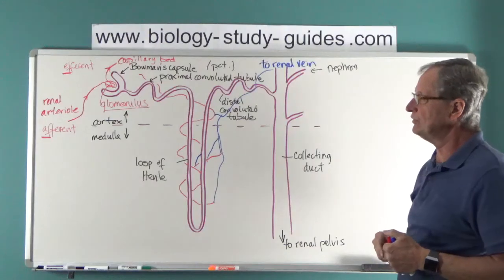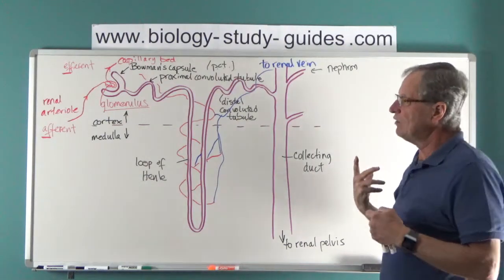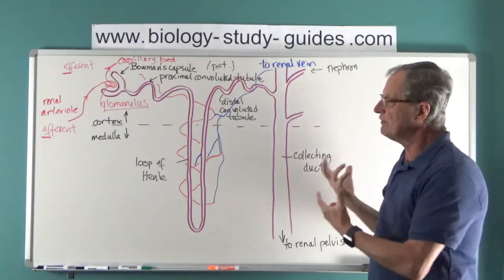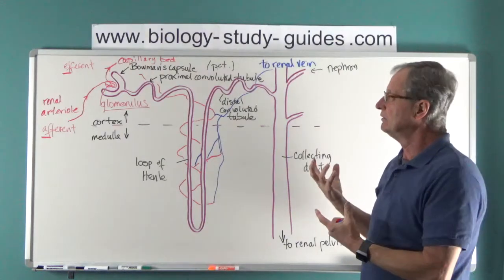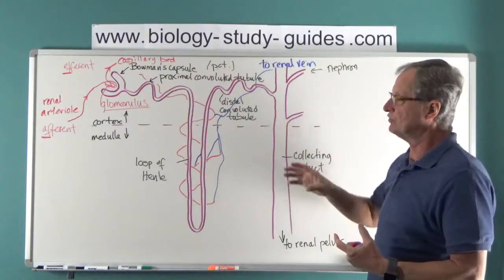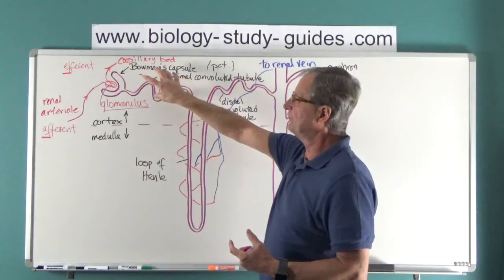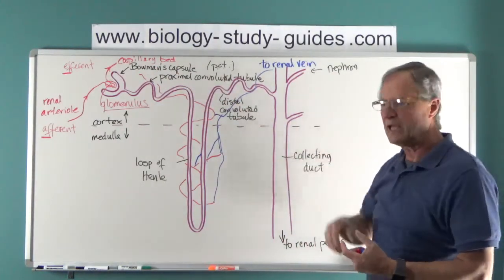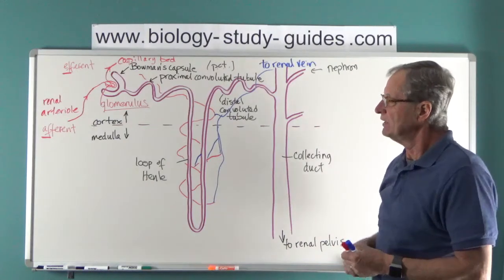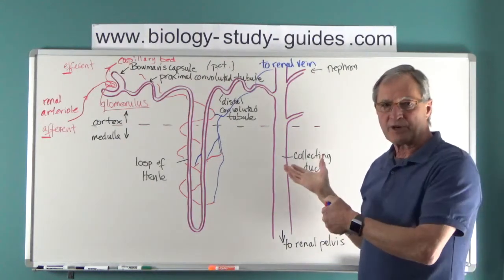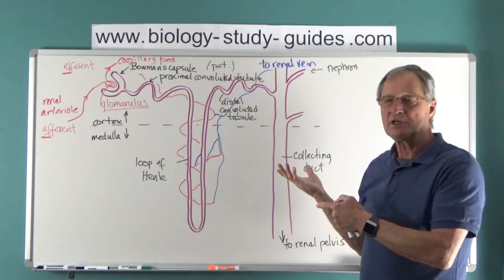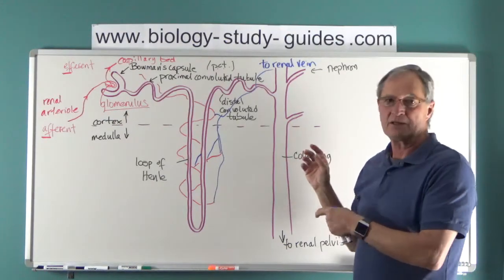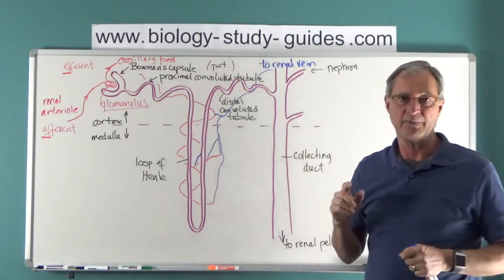What we have to do in this video is look at what happens at each of these places along this nephron structure. So we'll start by looking specifically at what happens at Bowman's capsule, then the proximal convoluted tubule, and so on like that. But I've got way too much stuff here right now. I have to erase some of this and present it bit by bit. I'll be back in a minute.